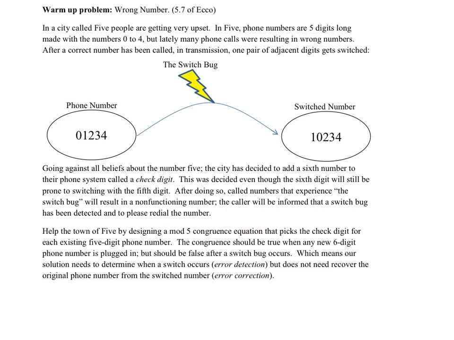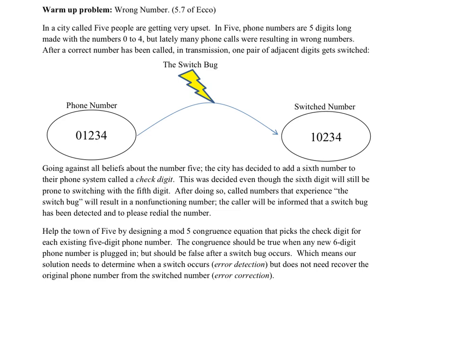So in that sense, this mod 5 congruence can detect when the switch occurs. If you have a good phone number, plug it into the equation, it's true, you say, yep, it's a good phone number. If you have a phone number that has had the switch bug occur, you plug this switched error into the mod 5 congruence, and it should come out as being false. That's how we can get our error detection. So pause the video now, give this a try to digest what's going on here before we reveal what the solution is.